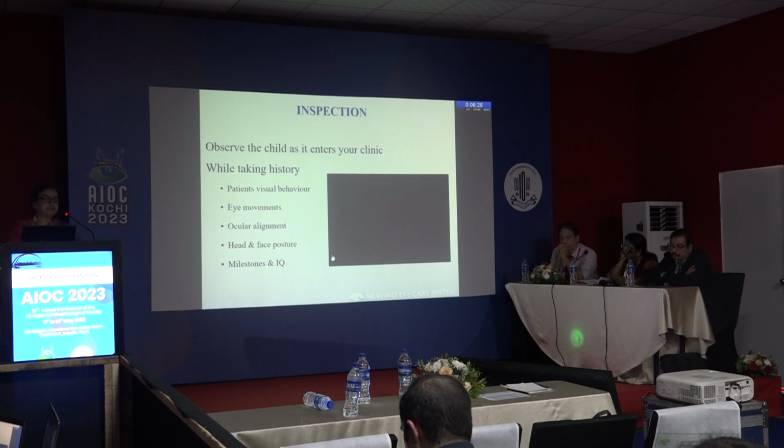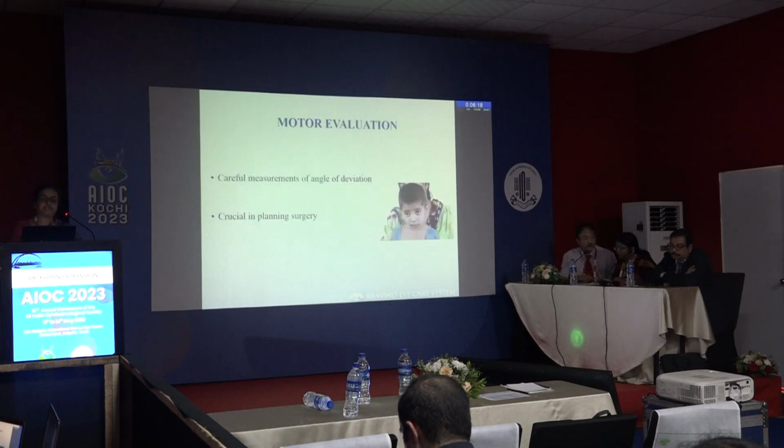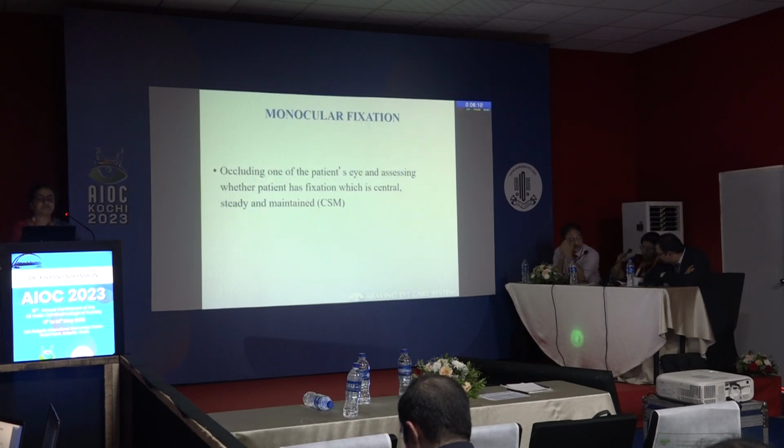So patient's visual behavior, check for the eye movements, look for the ocular alignment, and head and face posture, like already mentioned, and milestones and IQ is very, very important. Then coming to motor evaluation, you will do careful measurements of the angle of deviation, which is very, very crucial in planning your surgery. Another point is, if the child is very young, how would you know that the child is seeing well? It is by looking at the fixation. The fixation is the monocular and binocular fixation.